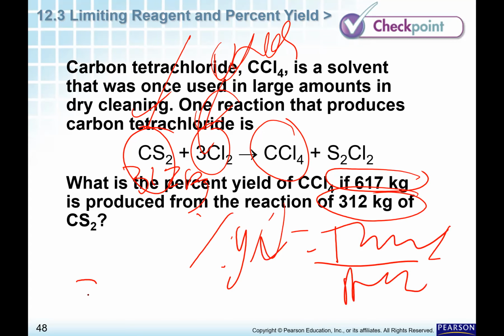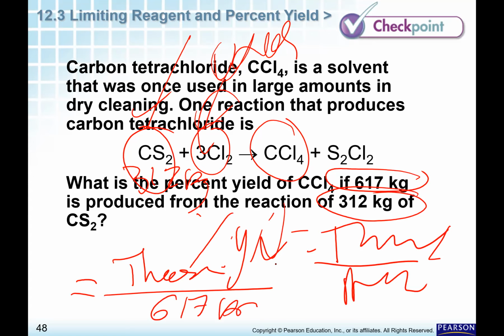So do we have the theoretical? No, we don't. So we have to find this out. Do we have the actual? Yes, that is 617 kilograms times 100%. So we need to find the theoretical first, and that is typical. So we have here 312 kilograms.